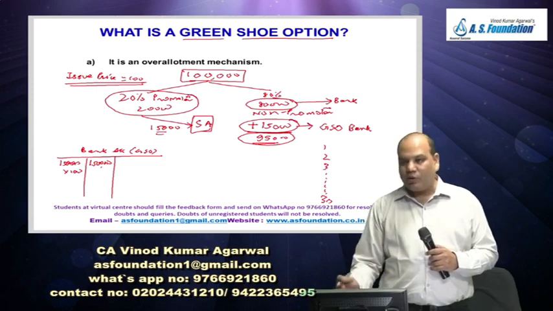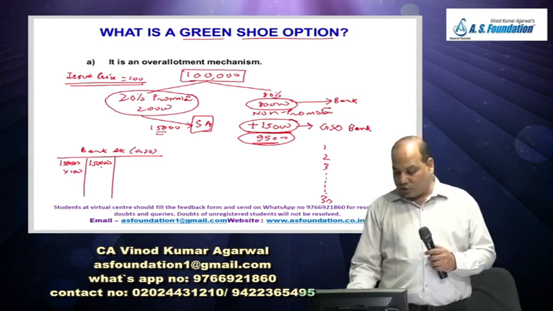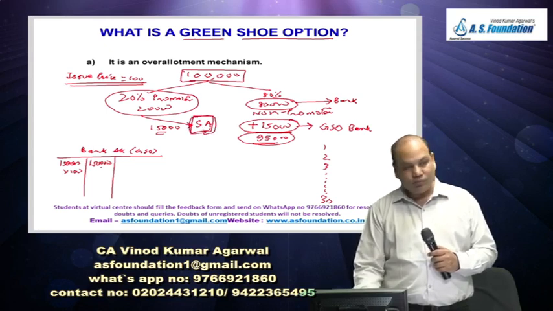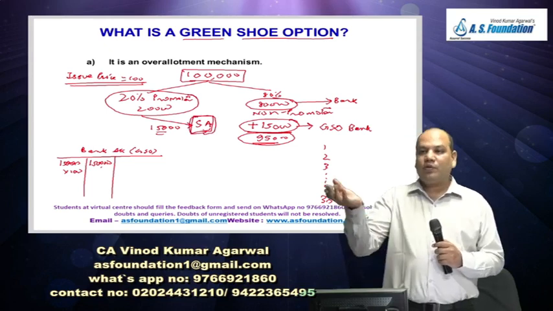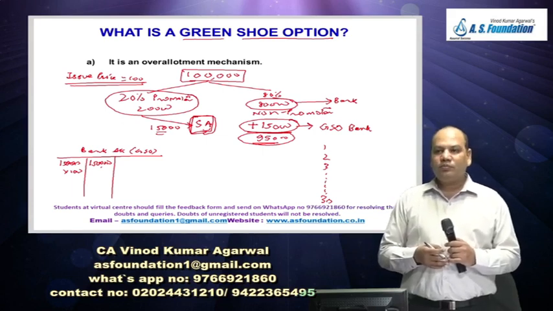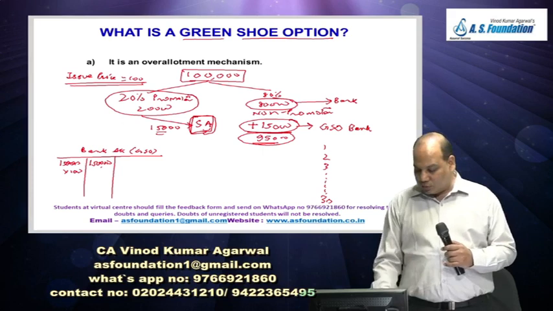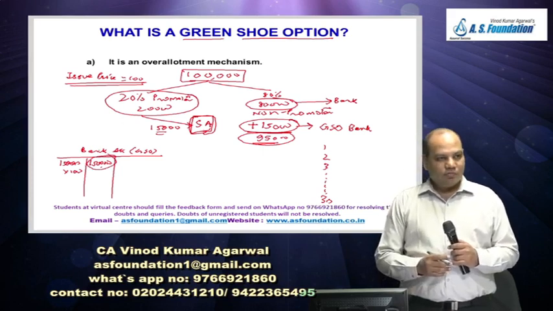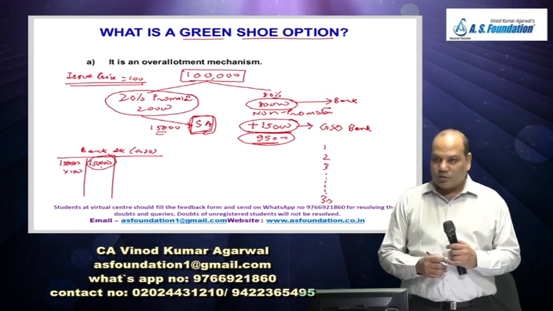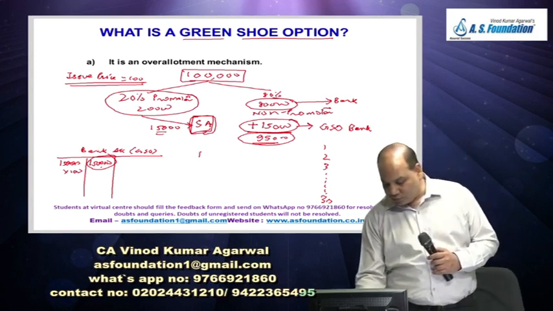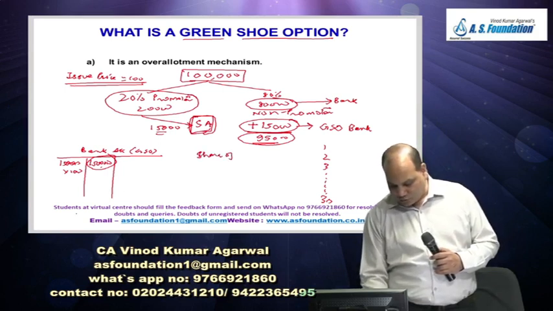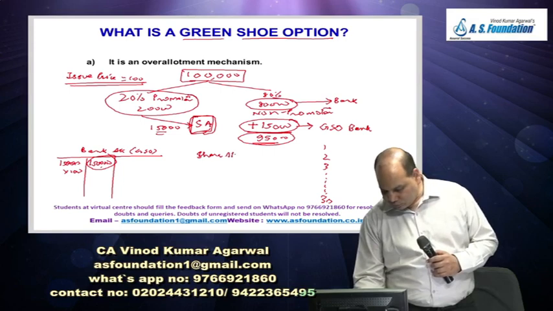if the price falls below 100 rupees, what this stabilizing agent can do is purchase the share from the market. Okay, out of which money? This money, which is kept in the GSO bank account. So I am going to open one share account for the stabilizing agent, which he'll use to purchase from the market. A GSO share account, actually it is a demat account.